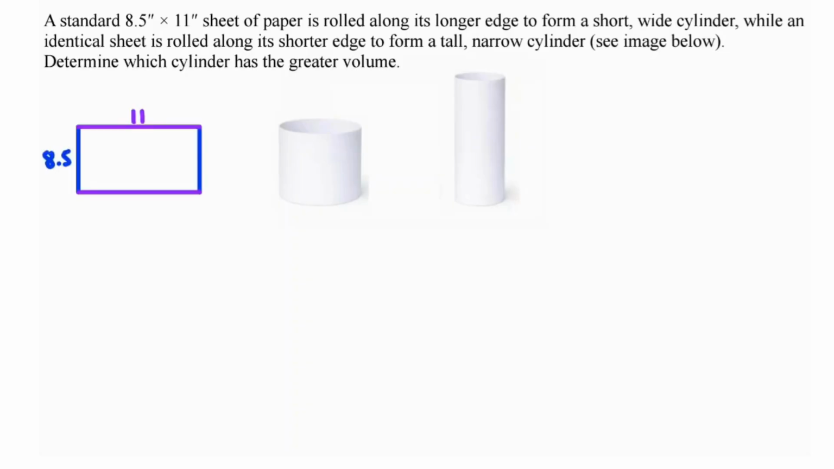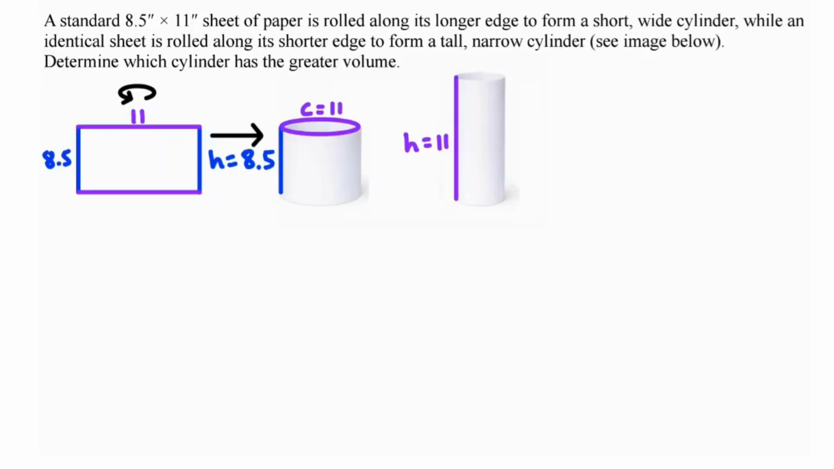So we'll take this 8.5 by 11, and if we roll it this way, we'll notice that we can form the short, wide cylinder with its height to be 8.5 and this circular part, 11, to be the circumference. If we roll it the other way, then we can get a tall, narrow cylinder with a height of 11 and the circumference of 8.5.